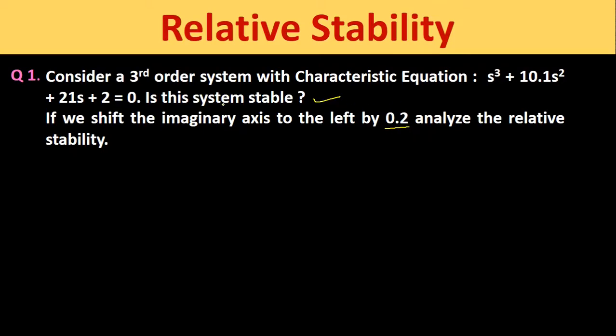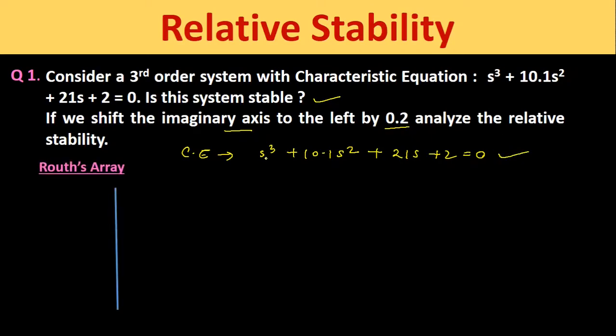So basically this question has two parts. First we have to find out whether the system is stable or not. Then we have to shift the imaginary axis to the left by 0.2 units and analyze the relative stability. So first we are going to find out the first part. So the characteristic equation given in this question is s cube plus 10.1 s square plus 21s plus 2 is equal to 0. Now based on this characteristic equation, we will build the Routh's array.